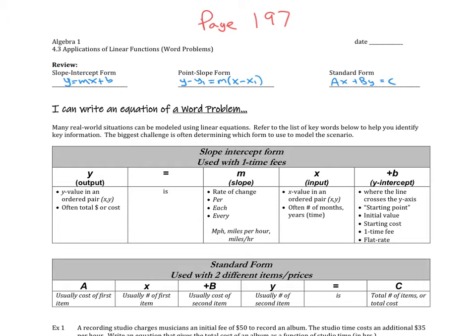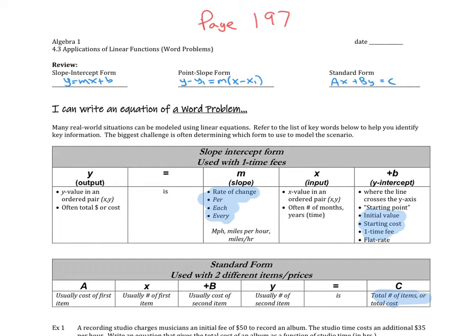A couple key things I want to point out. When we see a problem that has some sort of rate of change, you might see the words per, each, or every. That's a huge hint that we should use slope-intercept form. The other things you'll see for that are an initial value or a starting cost. That's going to be our y-intercept, and again, those mean we should use slope-intercept form. When it's a standard form problem, you'll usually hear about the cost and the amount of two different types of items, and then maybe a total cost.